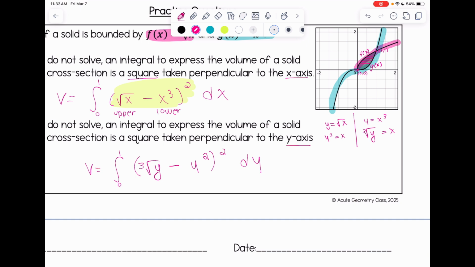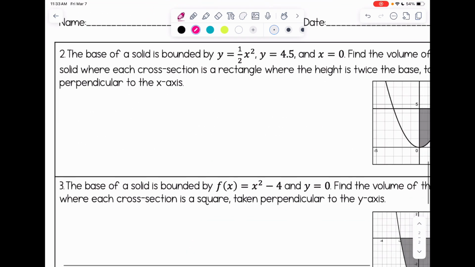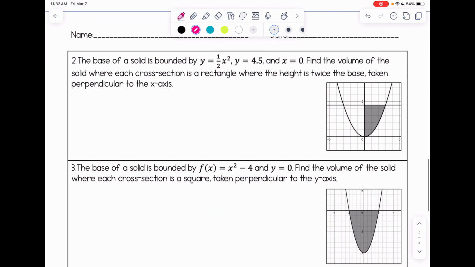Okay. All right, let's take a look at an example where we have to actually calculate the volume. So number 2 says the base of a solid is bounded by y equals 1/2 x squared, y equals 4.5, and x equals 0. Find the volume of the solid where each cross-section is a rectangle, where the height is twice the base. So I mentioned earlier in the video that when it's rectangles, you usually get a little more information about what the height is. So in this case, we know the height is double the base, essentially. And we're doing cross-sections perpendicular to the x-axis.